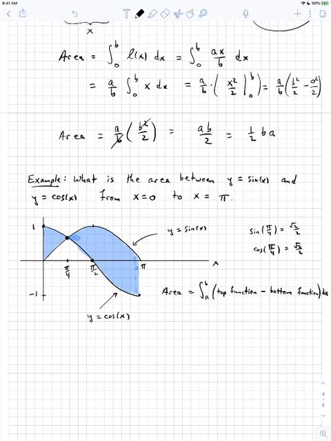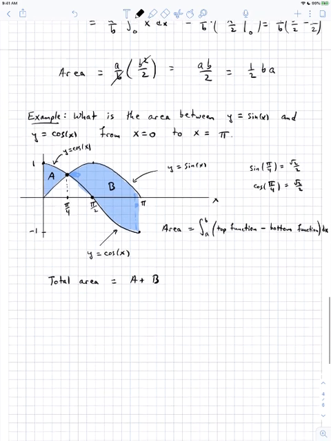Now, in this particular case, which function is on top changes halfway through. So it starts out with cosine on top over here. So y equals cosine. But it changes at pi over 4. And then you have sine on top. So what that means is we're going to have to do this in two separate pieces. So let's say the area of the first piece is A, and the area of the second piece is B. Then the total area is going to be equal to A plus B. So we can just compute each one separately.